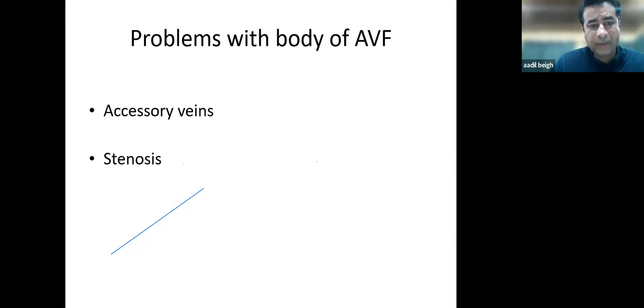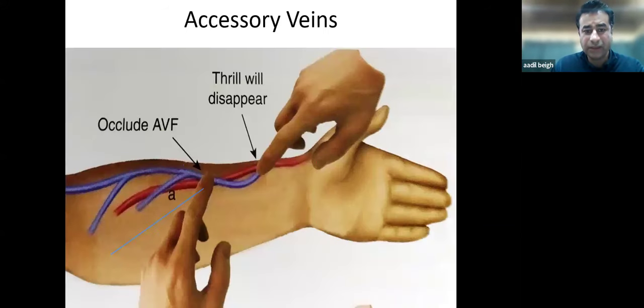So in the body of the AVF, we can look for accessory veins or stenosis, which are causes of non-maturation of the fistula. This is a patent fistula. When you put the finger on the fistula and occlude the segment, there is an appearance of pulse and a disappearance of the thrill. The pulse will be strong. If the pulse is strong, it means the inflow is okay, and the appearance of pulse means that this segment is patent.